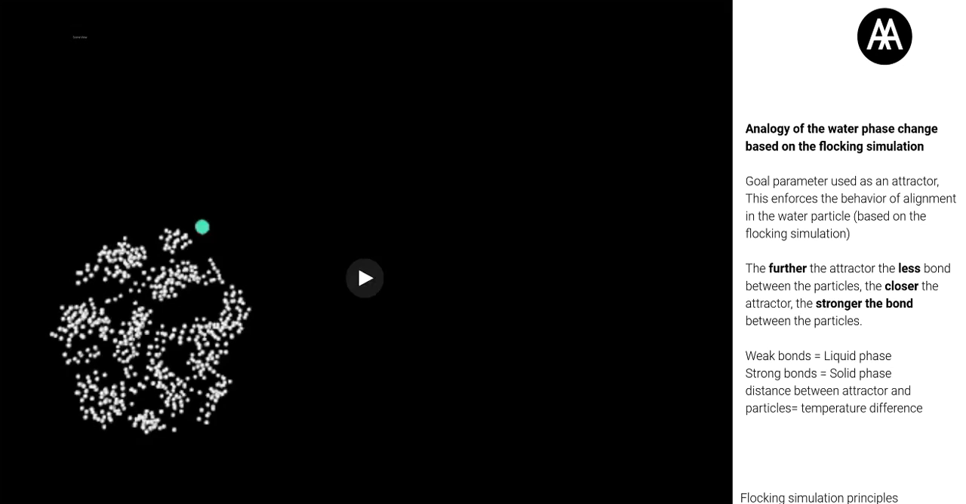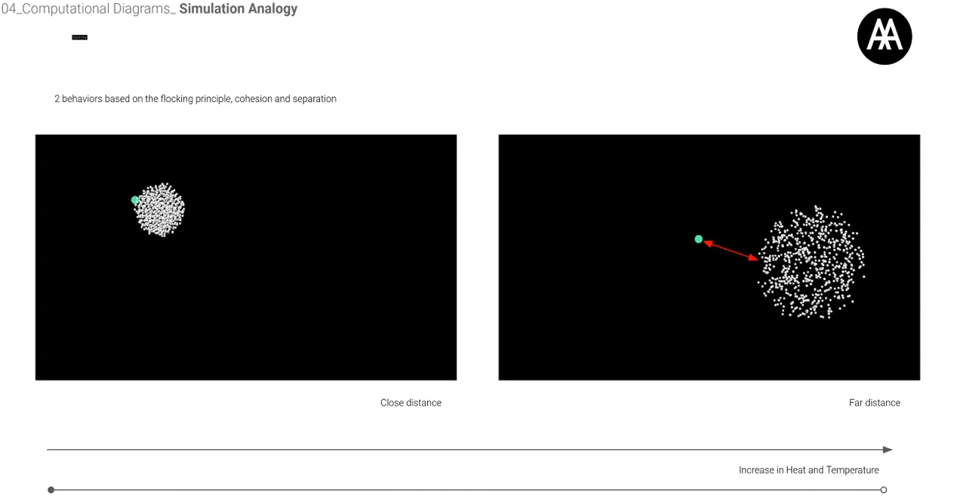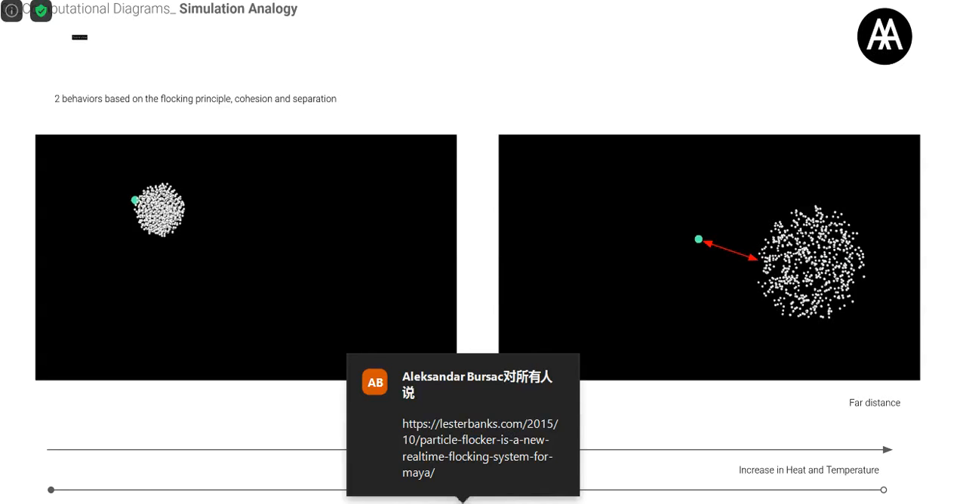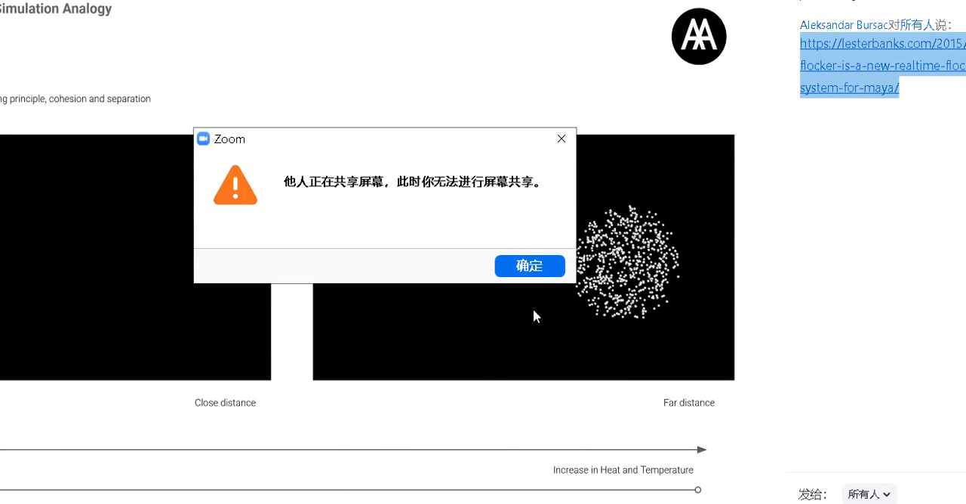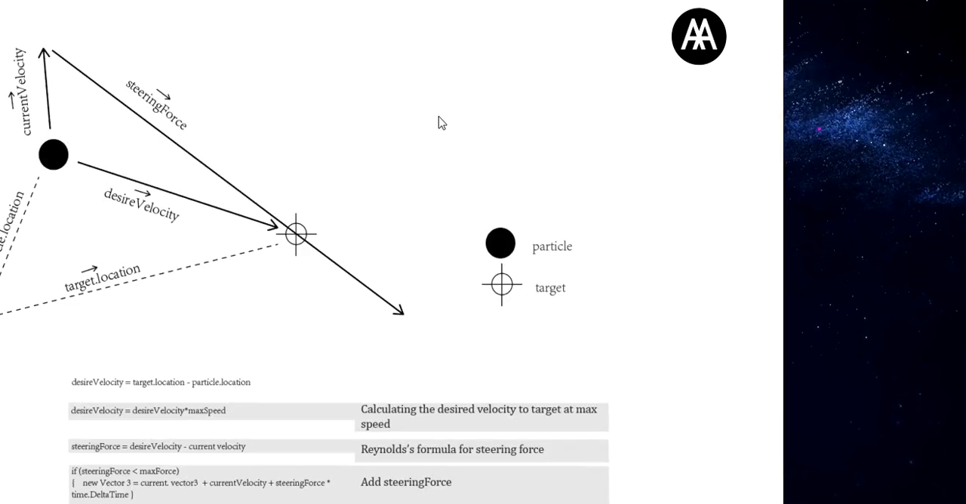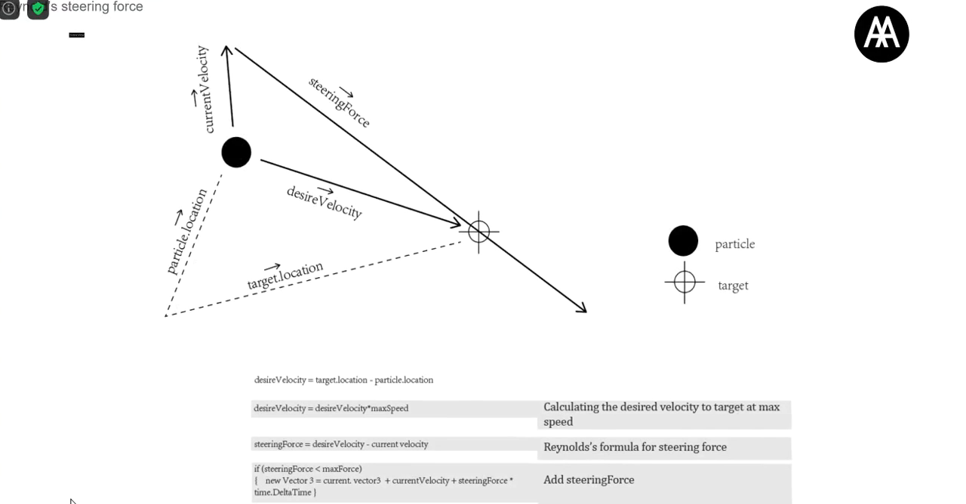Yeah. So what I'm trying to say here is we're trying to use the flocking simulation in Maya and draw the analogy between the flocking and the water phase. Yeah, I can see that. So it's just a simple study. Fair enough. And then we moved on to Unity.